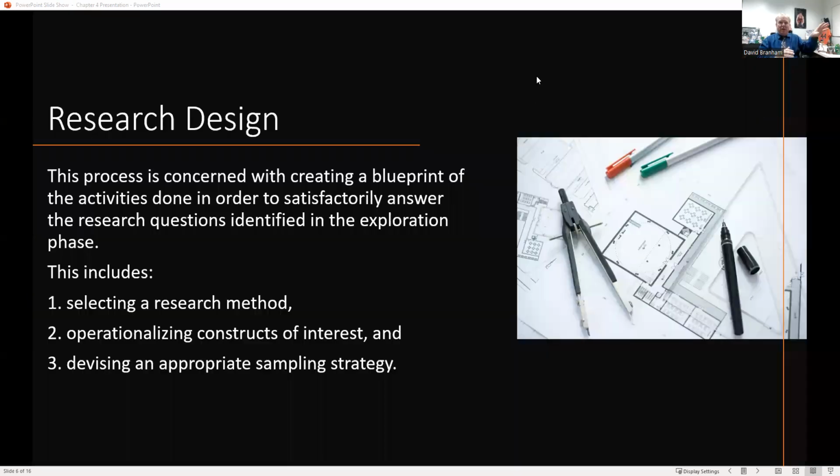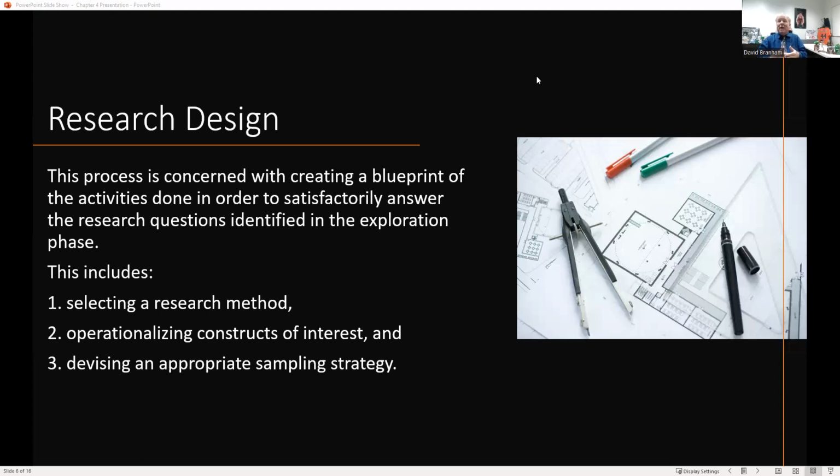So the research design, the second stage, this process is concerned with creating a blueprint of the activities done in order to satisfactorily answer the research questions identified for the exploration phase, which was the previous stage. This includes selecting a research method, operationalization of the constructs of interest, and devising an appropriate strategy for sampling. This is a very important stage. And the reason why is in almost every case, researchers fail at this stage at some point, and then they find out that it's very costly to fail at this stage.